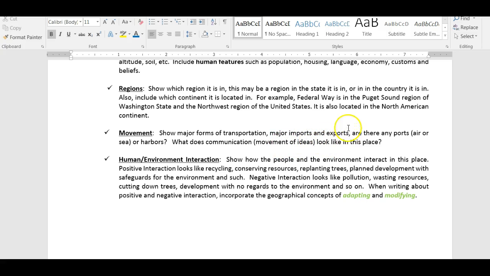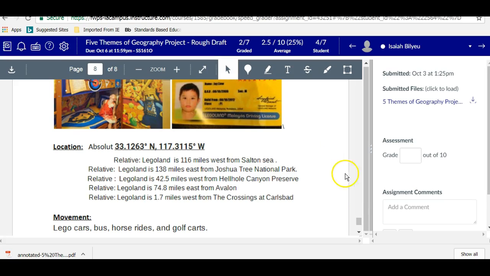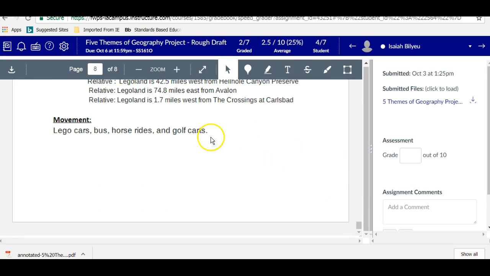You may not include this information with Legoland because you're not talking about, say, a country. Are there any ports, airports, or harbors nearby? And what does communication look like in this place? So let's go back to transportation. In this paragraph about Legoland, for this project, you could talk about how people get to Legoland. They could drive there and they could probably fly there, right? They're going to fly into San Diego or LA, and then they can rent a car and drive to Legoland.